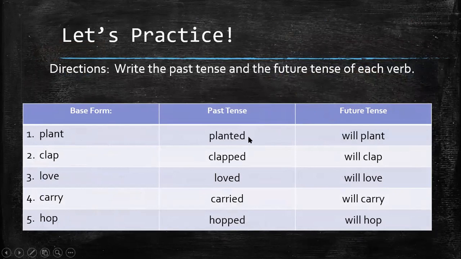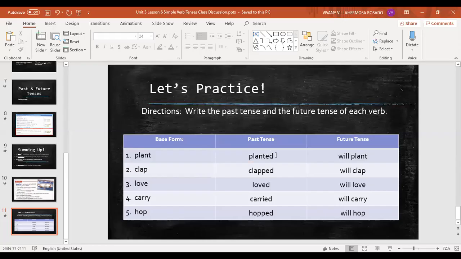Here for this one, which rule did we apply to form the past tense? I'm going to give you a few seconds to think of that. And you should have your papers with the charts. Okay, so if you said rule number one, you are correct, because rule number one is the rule that you should apply to most verbs, and add ed to form the past tense. Now let's look at the second one, clap.